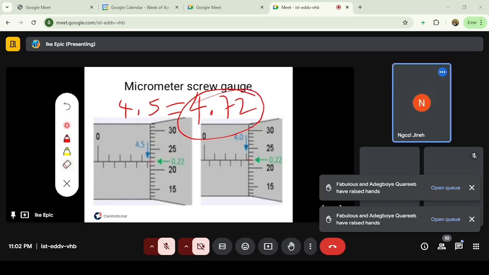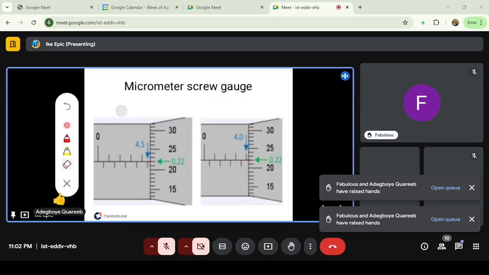So now let's go to the second example on this same micrometer screw gauge. On the main scale we have 0, 0.5, 1, 1.5, 2, 2.5, 3, 3.5, 4. It stopped at 4, so our main scale reading is 4. Then on this side, we start counting 15, 16, 17, 18, 19, 20, 21, 22. It intersected at 22, so it is 0.22.